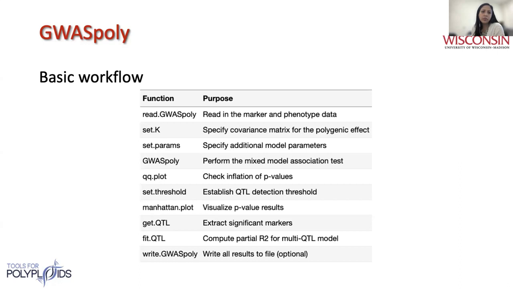This package also offers the option for getting the QTLs, and it will identify them by chromosome, as well as fitting specific models where we will compute the R-square to see how much variance is explained by each of the QTLs that are identified. And finally, you are able to write the whole output to one specific file, and this is optional.